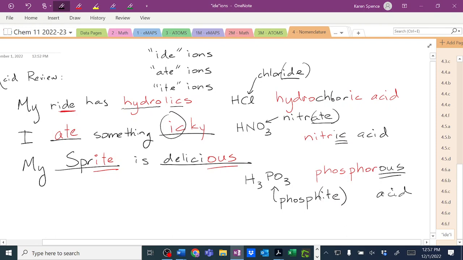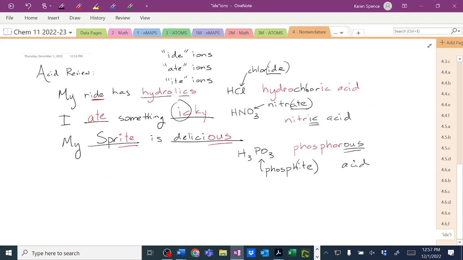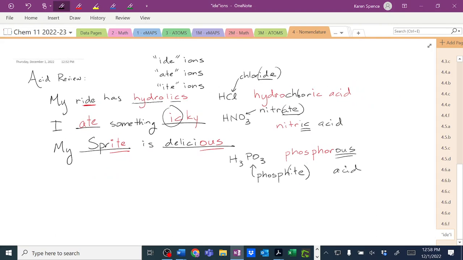The reason I said I didn't pick an awesome example is because this is one of the exceptions where you actually add an extra syllable. Most of the time we don't add extra syllables when we name the acids. So maybe a better example for this one would have been... Phosphorus and sulfur are the 2 examples.